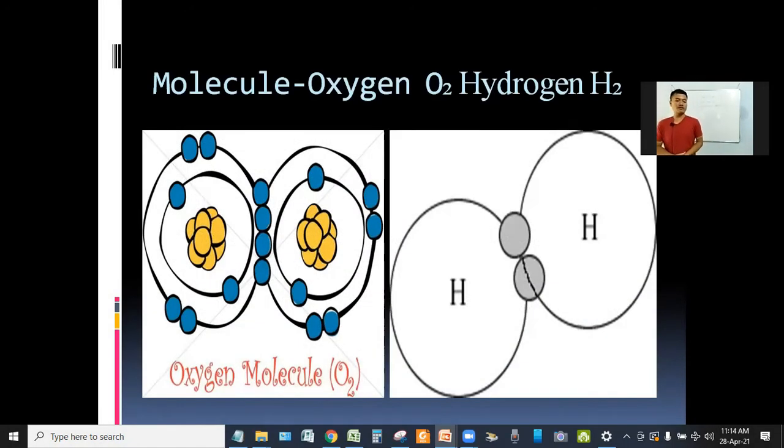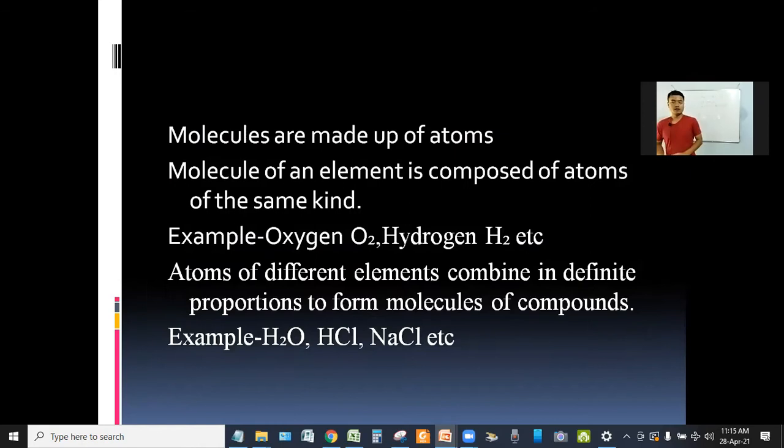In this picture, we have a molecule of oxygen and of hydrogen. In the first one, we have two oxygen atoms. These two oxygen atoms come together and combine to form an oxygen molecule. In the next picture, we have two hydrogen atoms. They combine together and form a hydrogen molecule. These atoms cannot stay alone. Individually, they are unstable. That is why they combine with other atoms of the same kind or with other atoms to form a molecule.